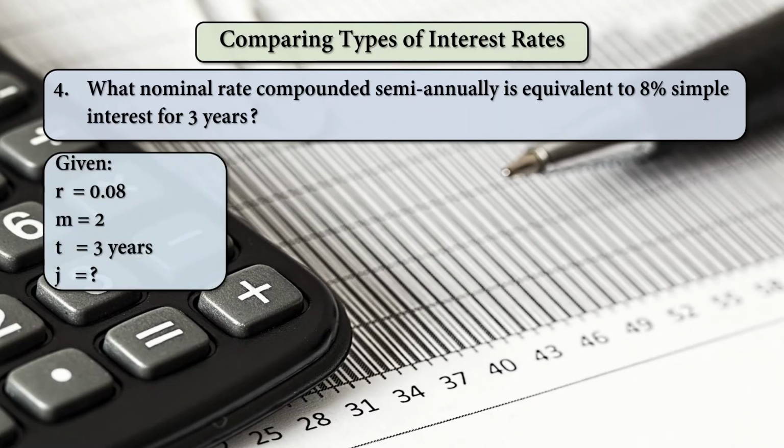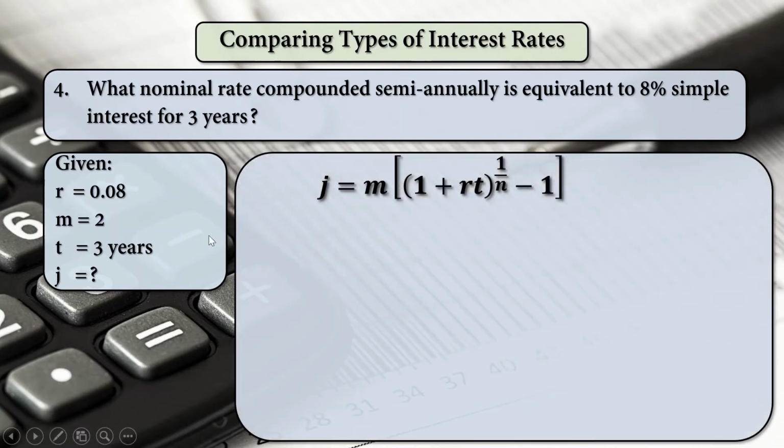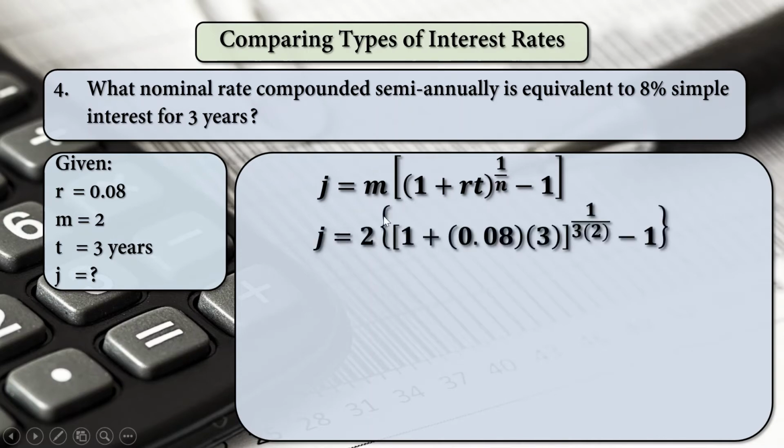So the nominal rate is the unknown, given R is equal to 0.08, M is 2, and T is 3 years. So using the formula in finding for the nominal rate given the simple interest rate, substituting, that is 2 times the quantity of 1 plus 0.08 times 3, to the exponent of 1 over 3 times 2, because that is T times M, minus 1.